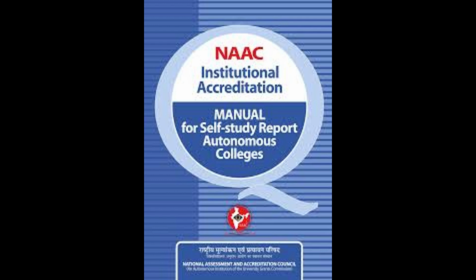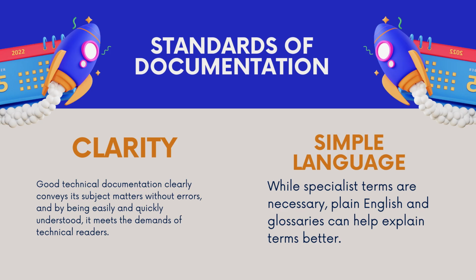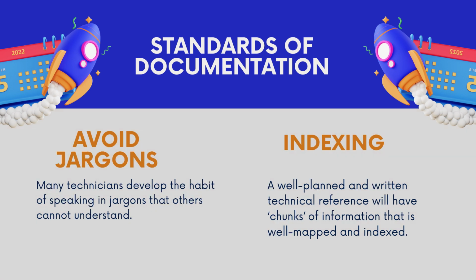So these standards of documentation require clarity, which means that you should be able to understand everything without any confusion. It should be simple language. That means the English should be easily understood. Number 3, you should avoid jargon. That is, very complex words should not be used. Instead of that, you should use simple words. And this should also be indexed.